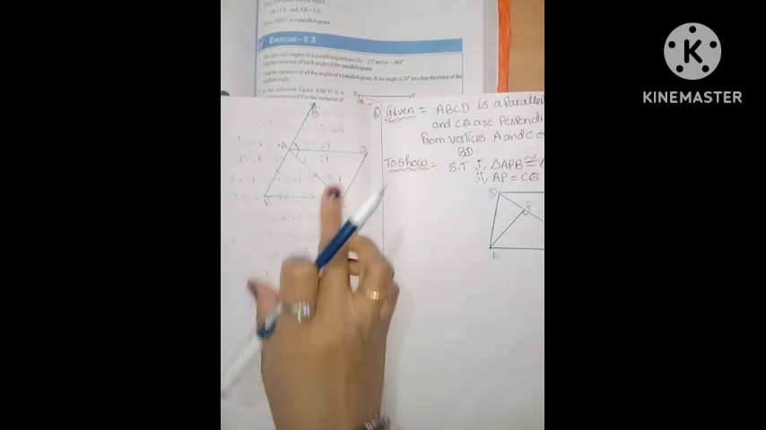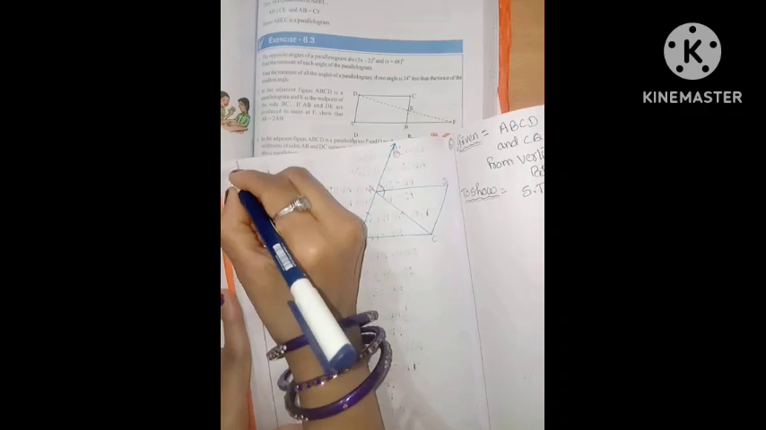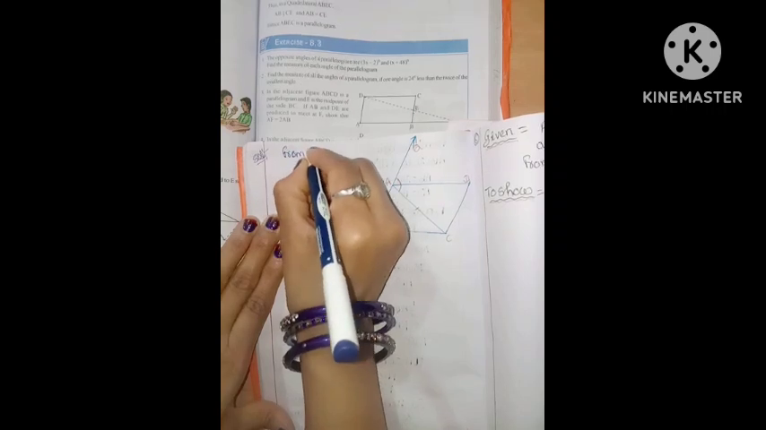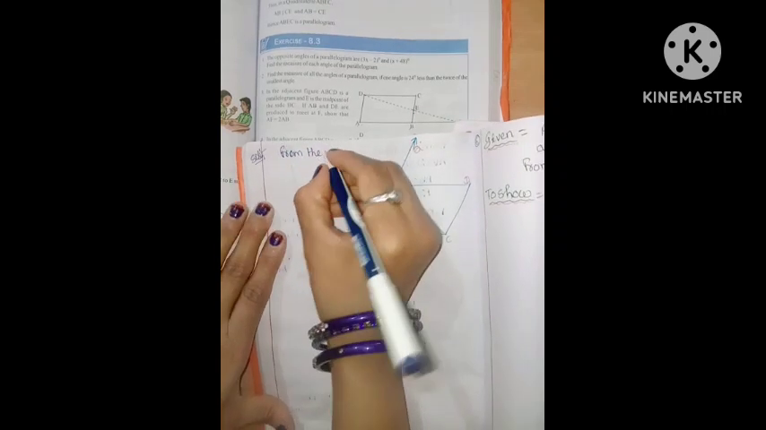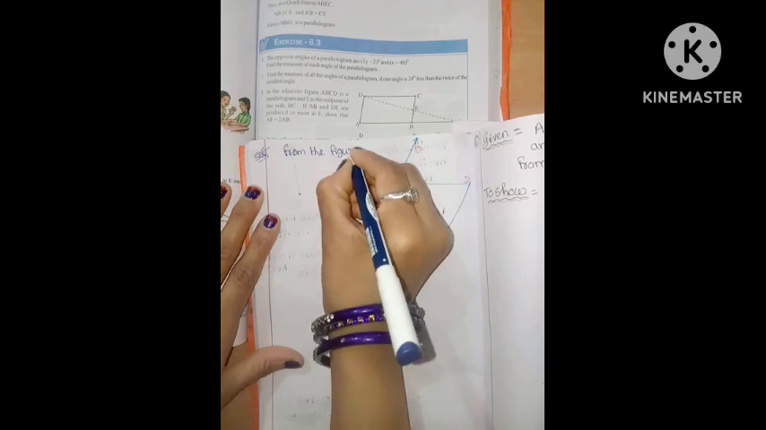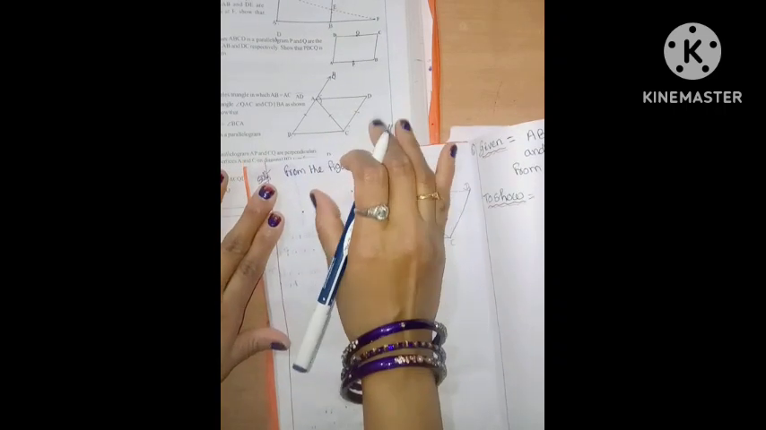Yeah, this is the figure only. Let us do the solution for this problem from this figure. From this figure, what is given? ABC is an isosceles triangle is given.